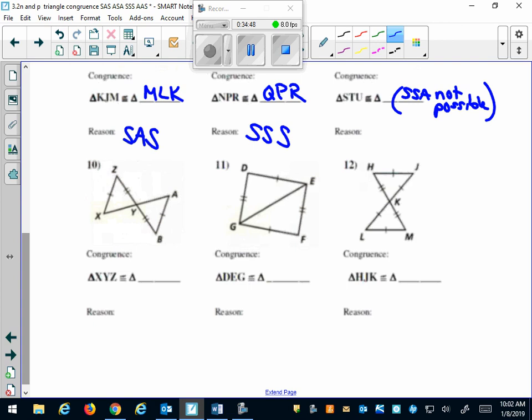So that's a no. Number 10, we can mark vertical angles again. But once again, it doesn't give us anything possible to use there. SSA is not possible.